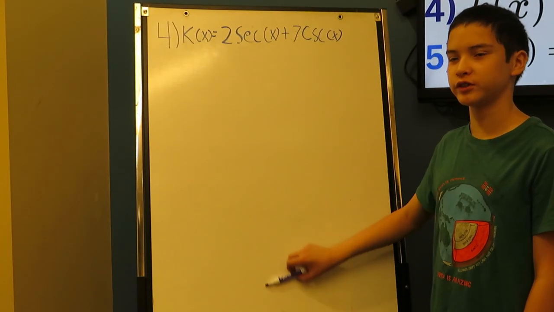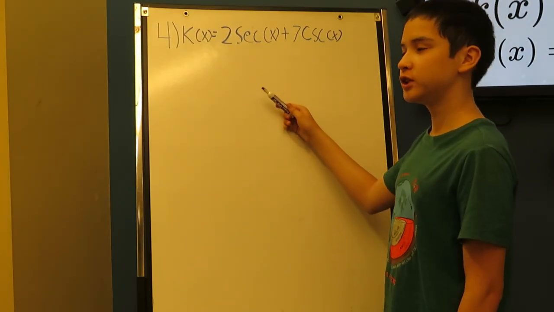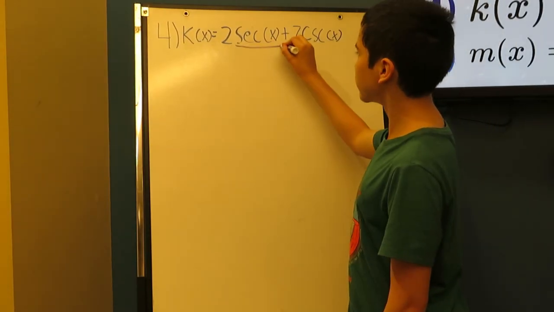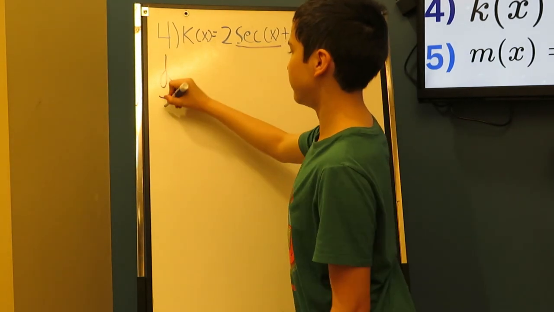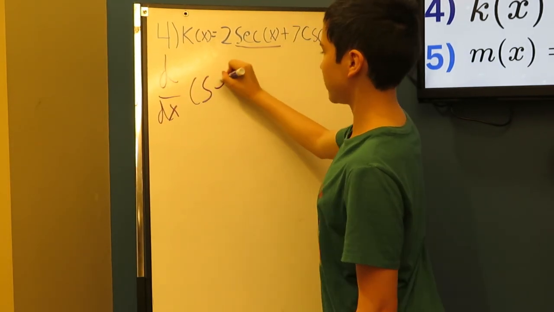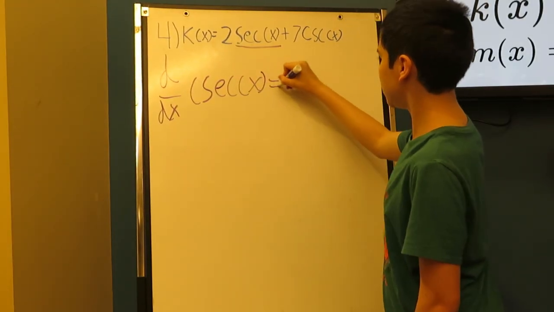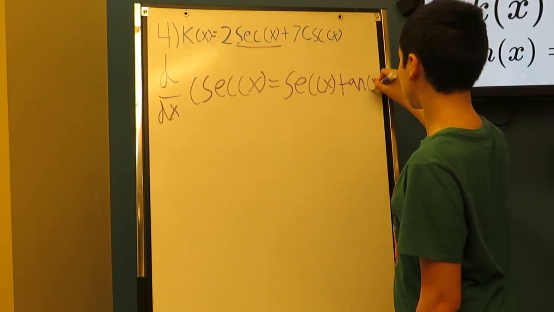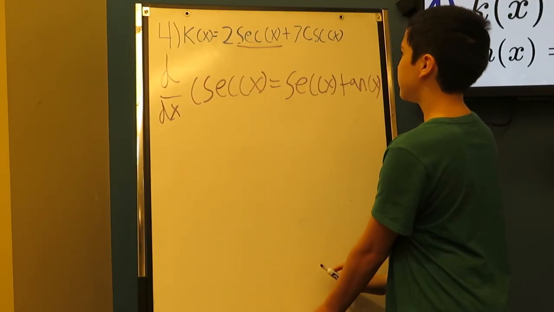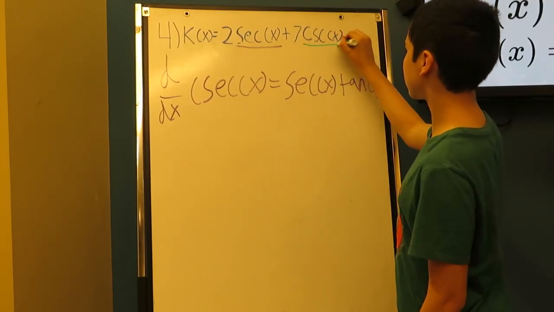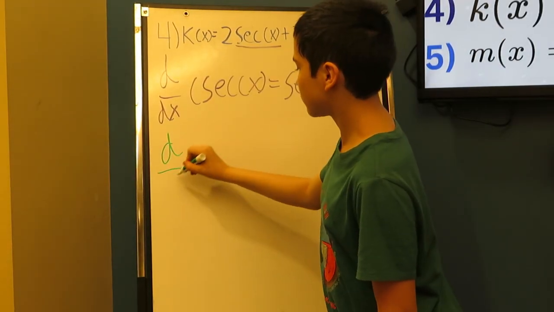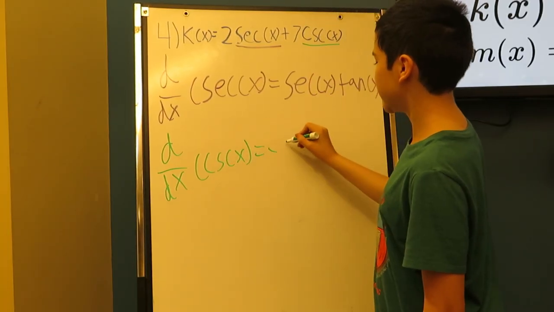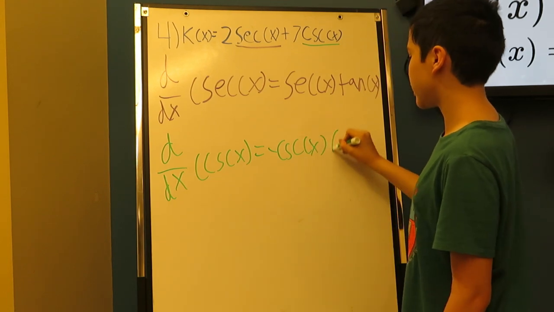Okay, now let's go through the fourth question. We're given k of x equals 2 secant of x plus 7 cosecant of x. Let's remember the derivative rules for each of those. For secant of x, we have the derivative of secant of x equals secant of x times tangent of x. Now, the derivative of cosecant of x equals negative cosecant of x cotangent of x.